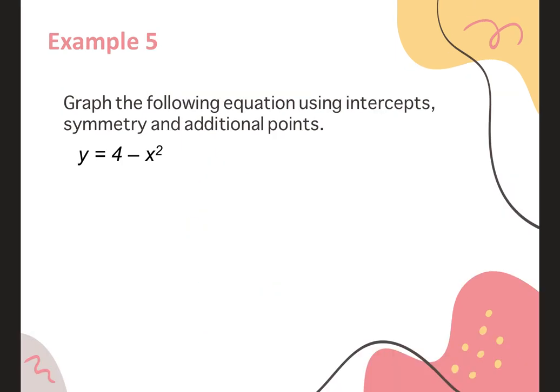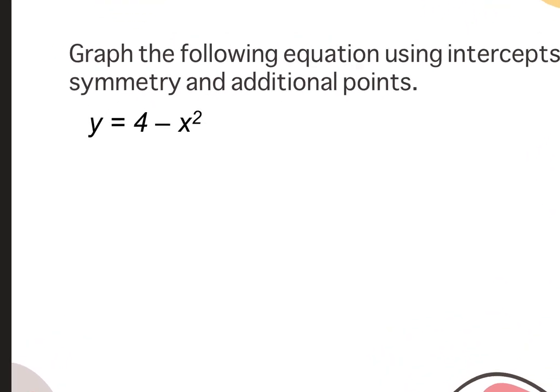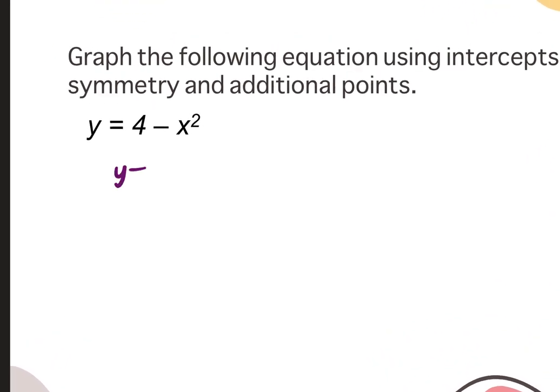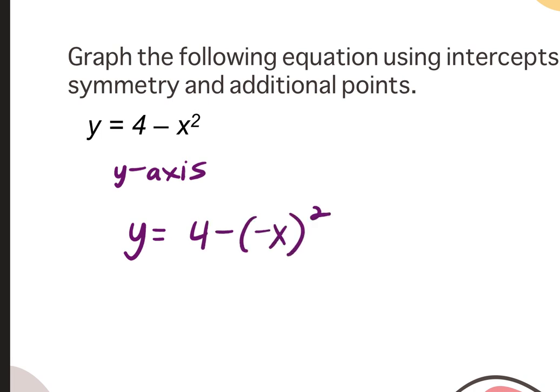Watch what happens when we test for symmetry this time. So for y-axis symmetry, I would plug in a negative x. Now I have negative x to an even power. What happens to that negative?